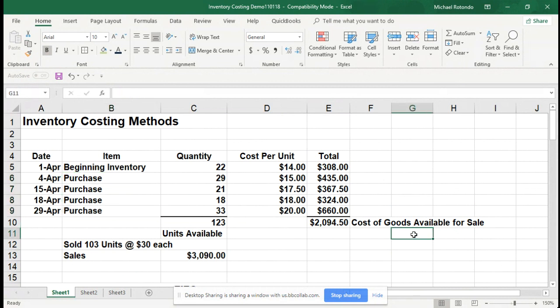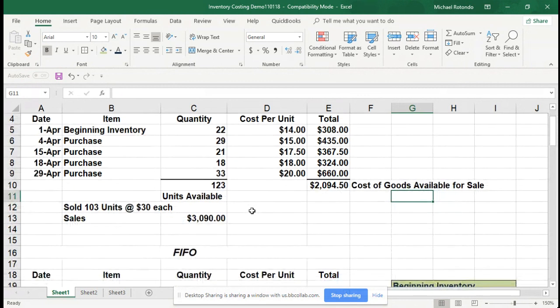So we know the cost of goods available for sale, but remember, this is our cost. If we're the company that is selling items, this is our cost. So we have sold 103 of these units at $30 each. So that gives us a sales revenue of $3,090. That's the retail price. That's what we're charging our customers. And for the purposes of this exercise, we're simply assuming we sold them all at the end of the month. Again, just to highlight the differences between the methods.